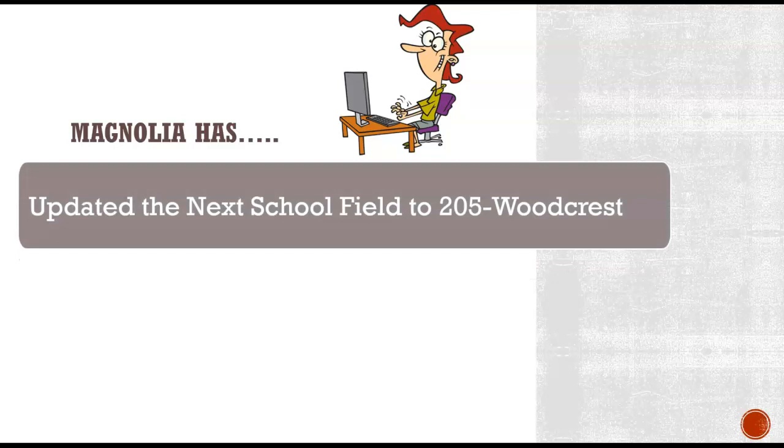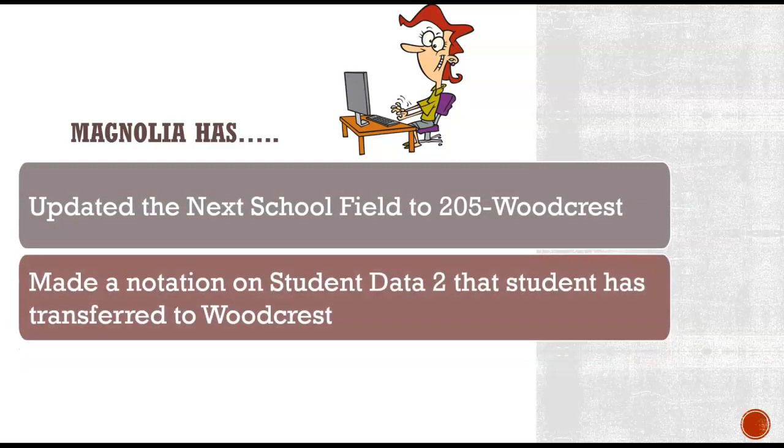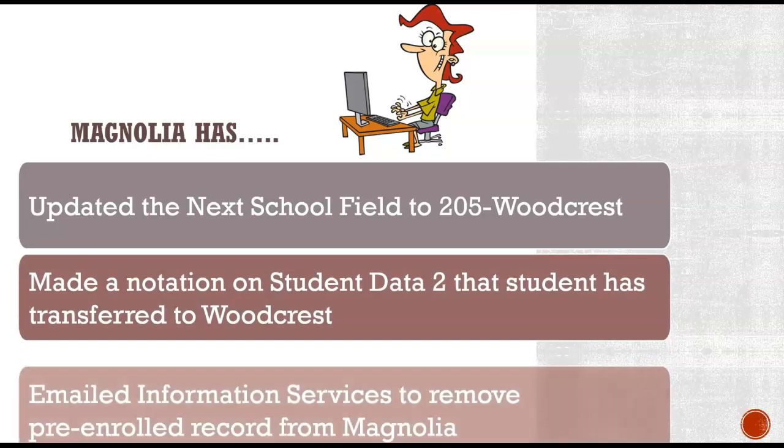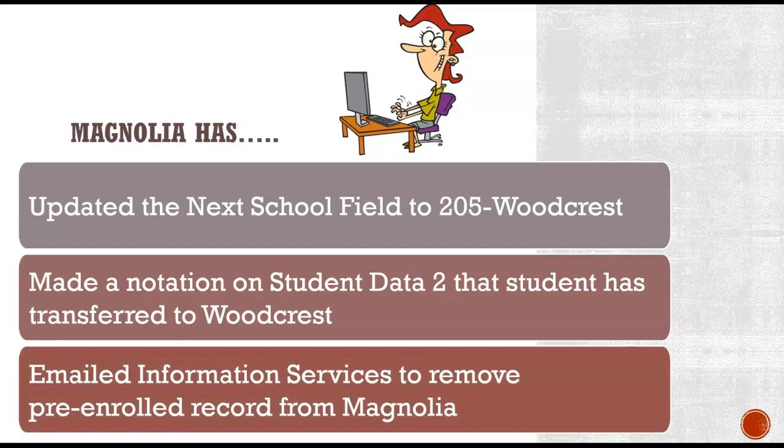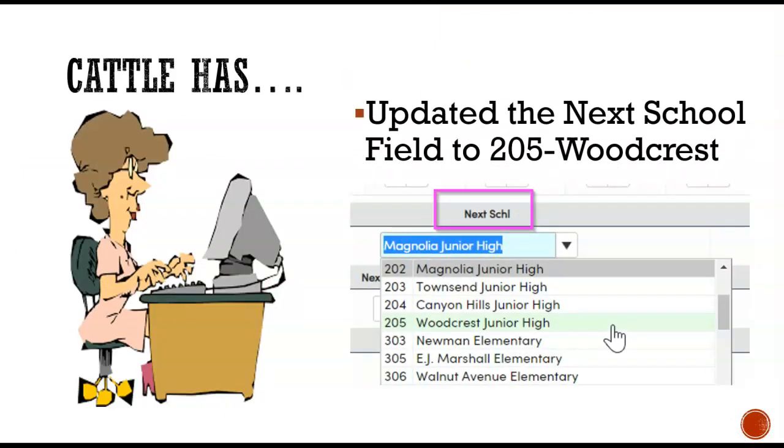Magnolia has updated the next school field to 205 Woodcrest, made a notation on student data 2 that the student has transferred to Woodcrest, and emailed information services to please remove the pre-enrolled record from Magnolia. Now, Cattle has updated the next school field to 205 Woodcrest.